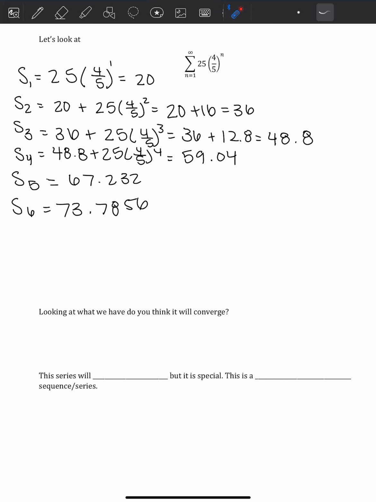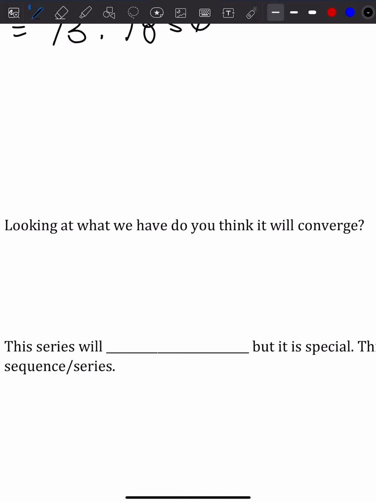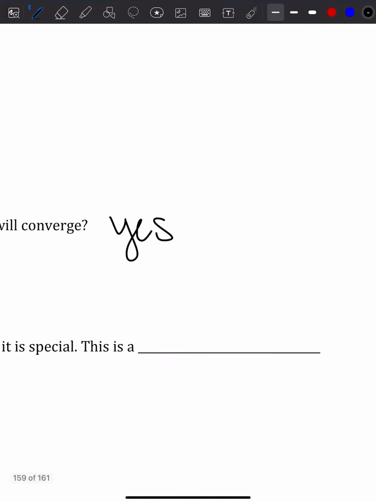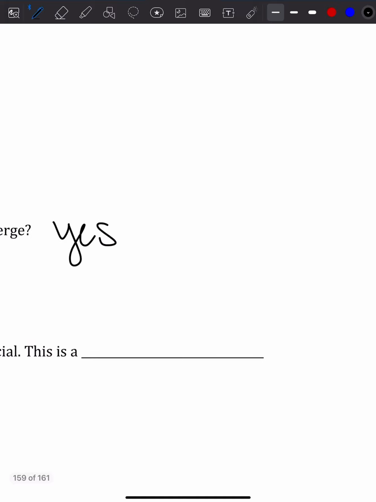So looking at what we have, do we think it'll converge? The answer is yes, because those values that we're changing by are getting smaller and smaller. So this series will converge, but it is special. This is what we call a geometric sequence or a geometric series, depending on if you're looking at the sum or not. And you may be thinking, I saw geometric just a second ago, and you're right, that is what we're going to talk about next.